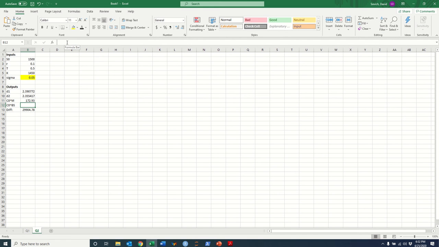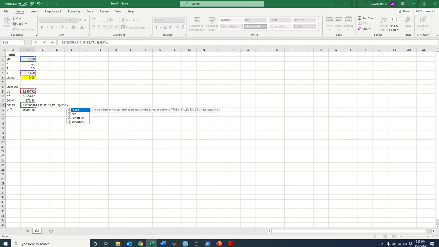And the Black-Scholes call option price from the slides in lecture 14 is just the spot price, S0, times norm.s.dist of D1, true, minus the present value of the strike, K times exponent of negative r times T, times phi of D2. So norm.s.dist of D2, true.